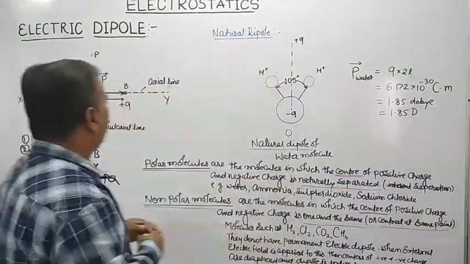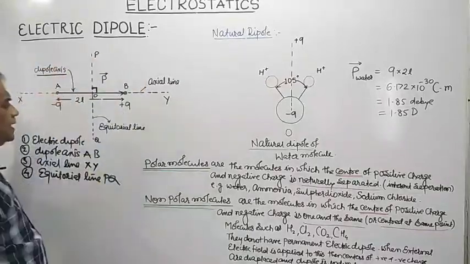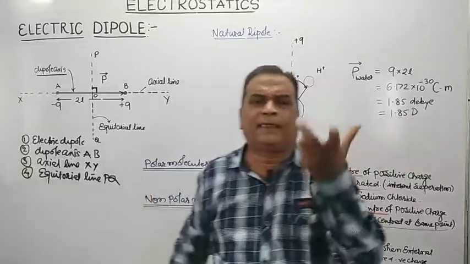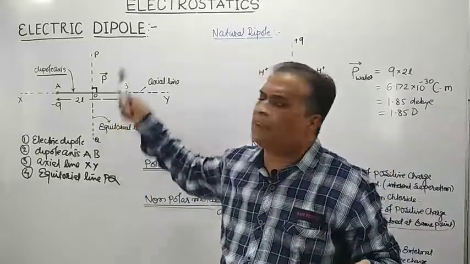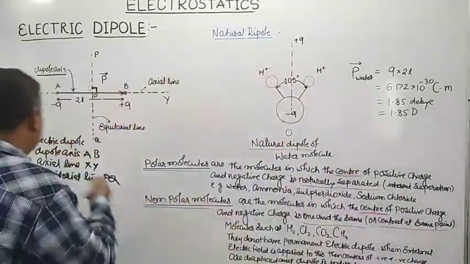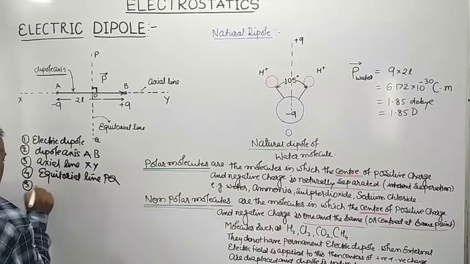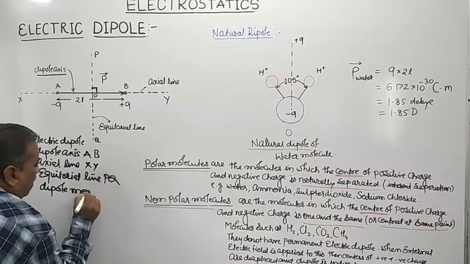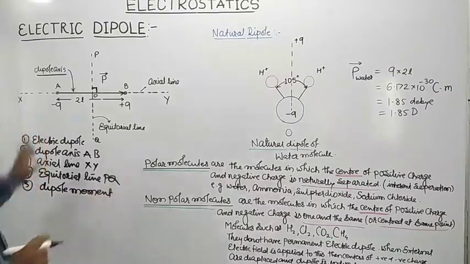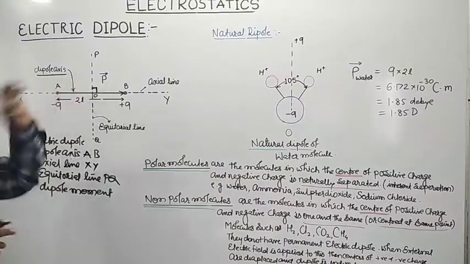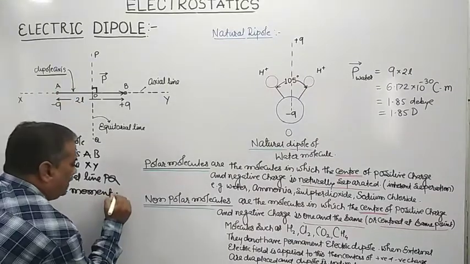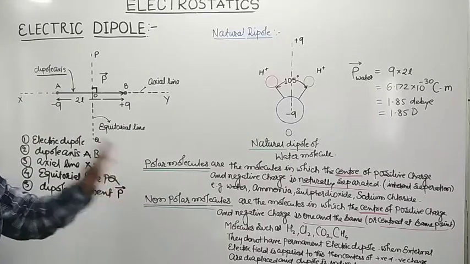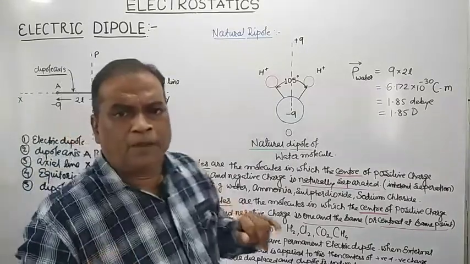Now remember, the strength of an electric dipole is measured in terms of a quantity known as the dipole moment. The electric dipole moment, or the strength of the electric dipole, is a vector.